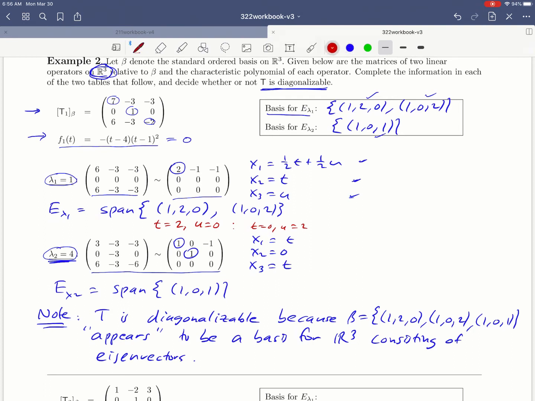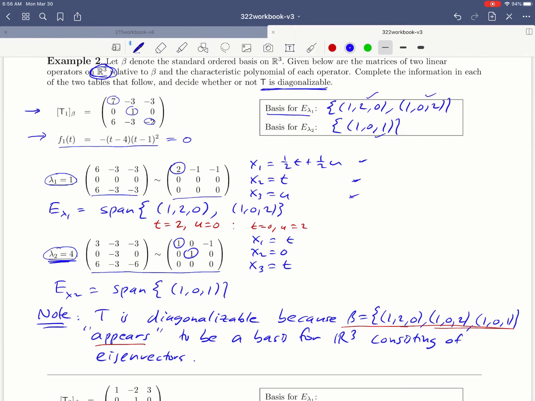Why do I say appears? Well, we didn't check to confirm that beta really is a basis. We would have to do a calculation and confirm that those vectors are linearly independent. I'm trusting, though, that you could do that, and that would confirm that we do have a basis of eigenvectors, and by theorem 5.1, that means that this is diagonalizable. Okay, and that concludes our solution for T1.